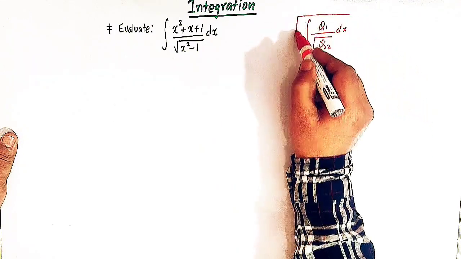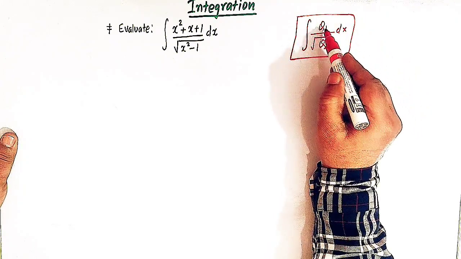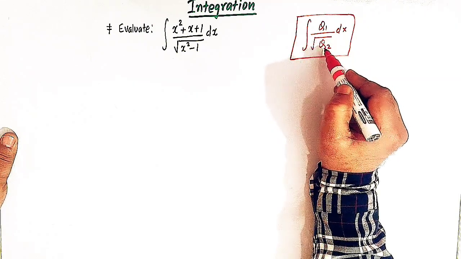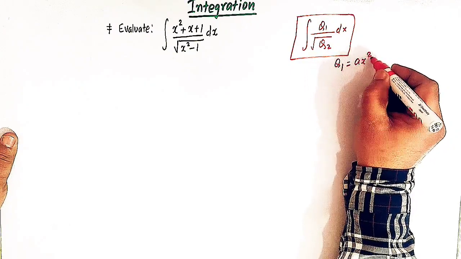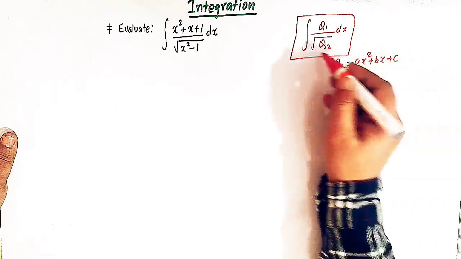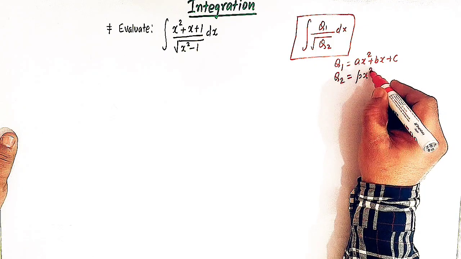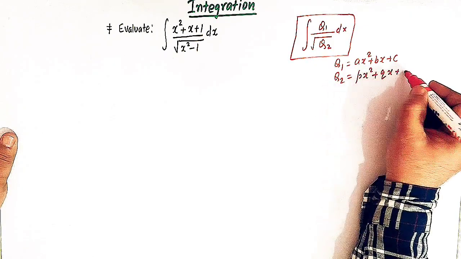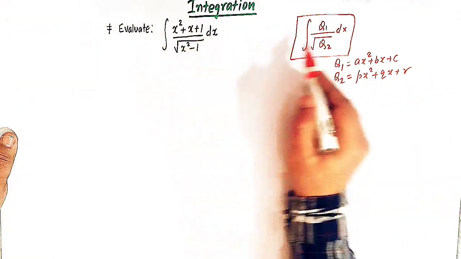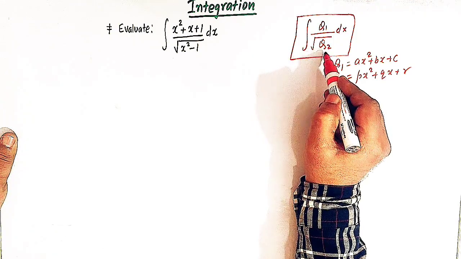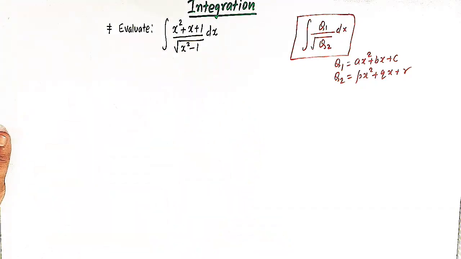Here we'll see how we can integrate these types of integrands where we have q1 divided by square root of q2, where q1 is a quadratic function of the type ax square plus bx plus c, and q2 is another quadratic function of this type, say px square plus qx plus r, right? So we'll see how we can express this function, that is q1 over square root of q2, to get the indefinite integration of this function. So let us start.